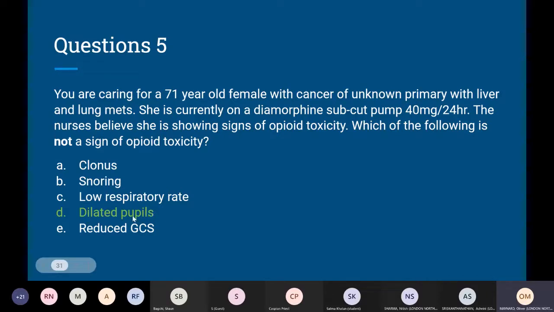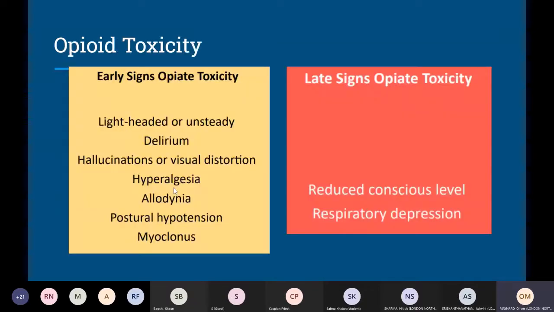So the opposite of dilated pupils. If you see someone with pinpoint pupils, it might be a sign that they have opioid toxicity, and obviously that late sign of reduced GCS. And most of you will know that the cure for opioid toxicity is obviously withdrawing the opioids and giving naloxone as the antidote.